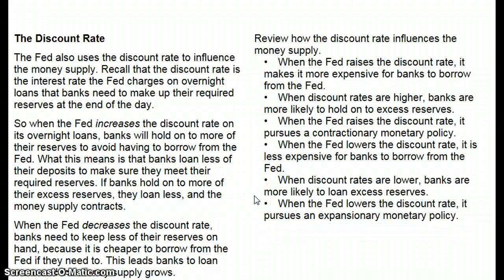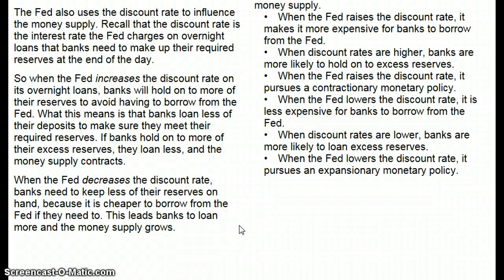The discount rate. The Fed also uses the discount rate to influence the money supply. Recall that the discount rate is the interest rate the Fed charges on overnight loans the bank needs to make up their required reserves at the end of the day. So when the Fed increases the discount rate on its overnight loan, banks will hold on to more of their reserves to avoid having to borrow from the Fed. What this means is that banks loan less of their deposits to make sure they meet their required reserves. If banks hold on to more of their excess reserves, they loan less and the money supply contracts.